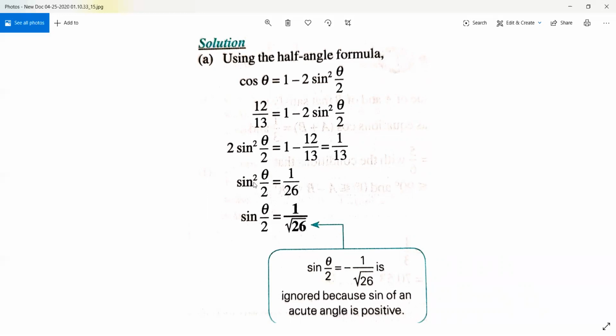Okay, this square, bring it back. Square root, 1 becomes 1. Square root 26 becomes square root 26. Okay, we don't have plus minus because sine of an acute angle is positive.